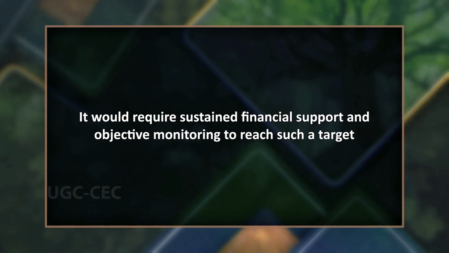12 million hectares of additional area can be brought under forest and tree cover, which will make 27% of the geographical area under green cover. It would require sustained financial support and objective monitoring to reach such a target.